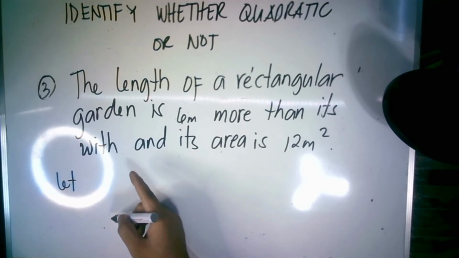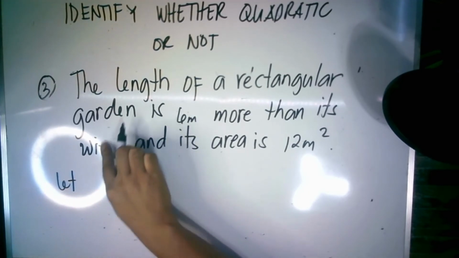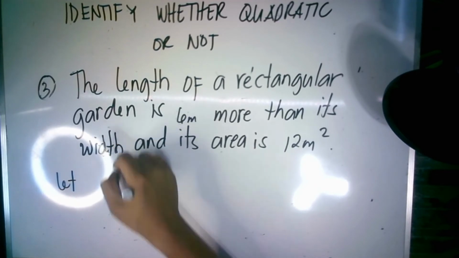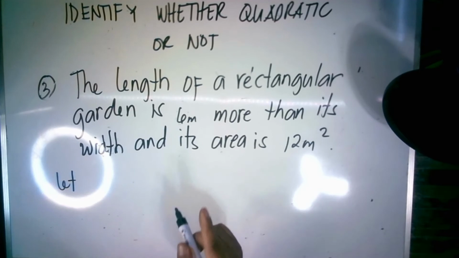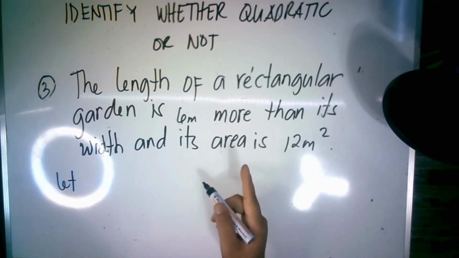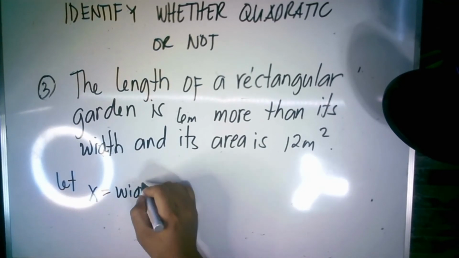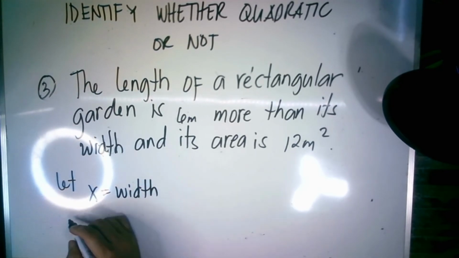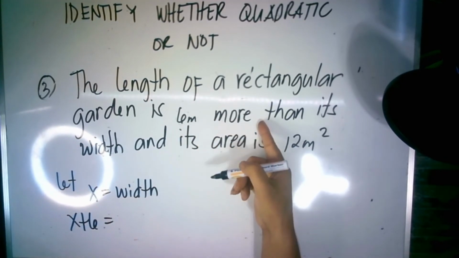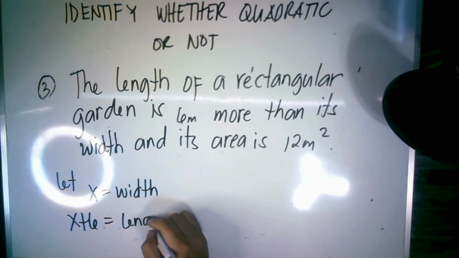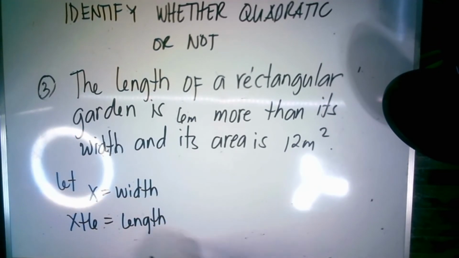So, pwede ito makaingon nga, ang width is, this is not width, width. Sorry. So, the length of a rectangular garden is 6 meters more than its width. So, kung ang iyang width is x, ang iyang length is x plus 6. Okay, 6 meters more than man daw. Tapos, ang iyang area is 12 meters squared.